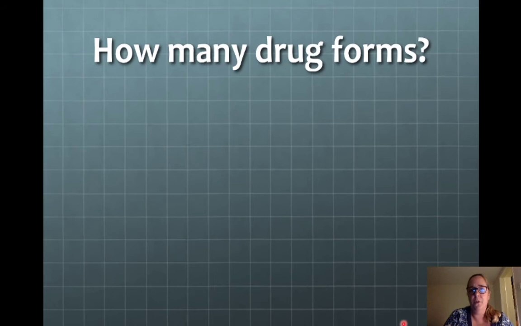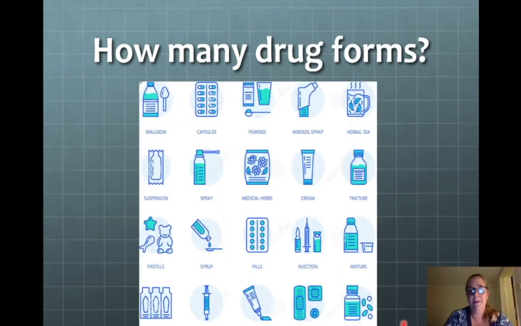So how many drug forms are there? Well, there are many different forms. We've got things like emulsions. You might have seen, for example, kaolin and morphine is like an emulsion. Some drugs come as capsules or as powders, which are dissolvable in water or in juice. We also have aerosol sprays.